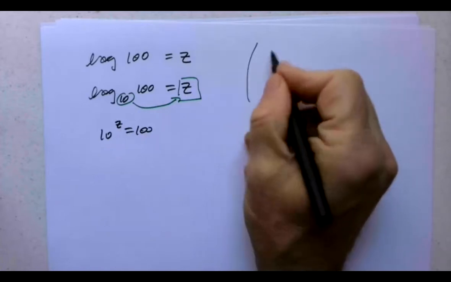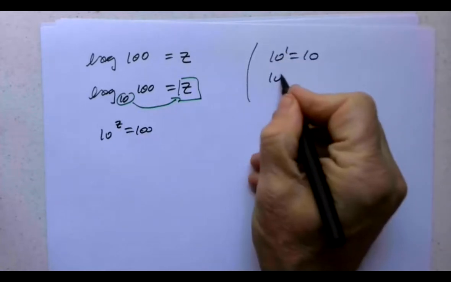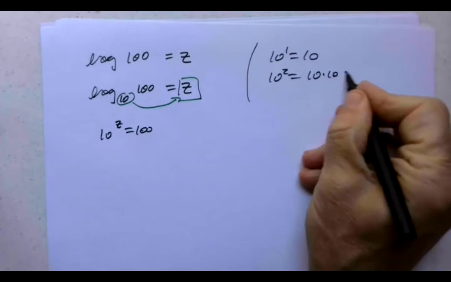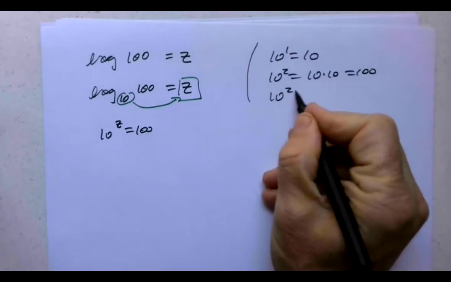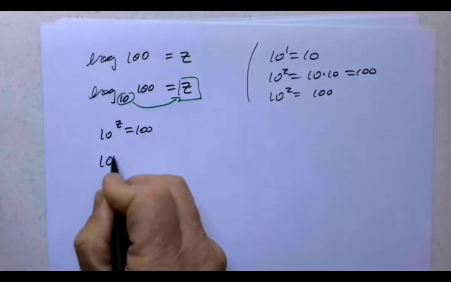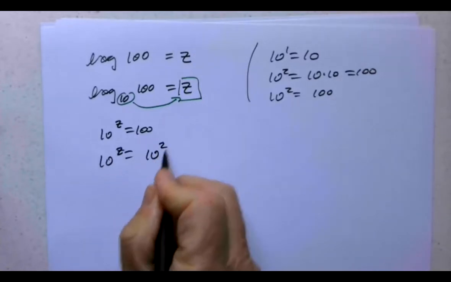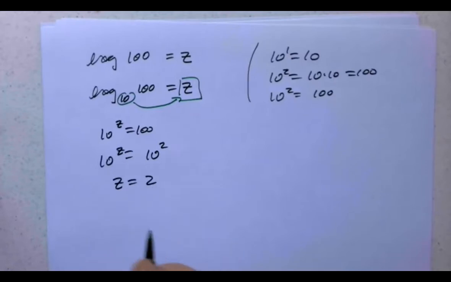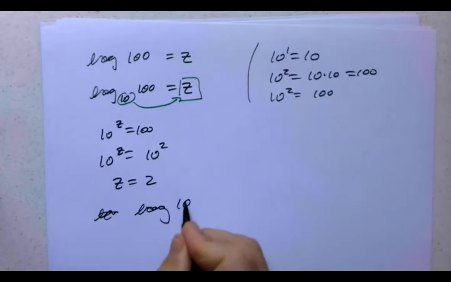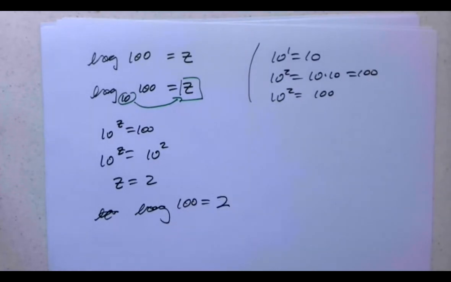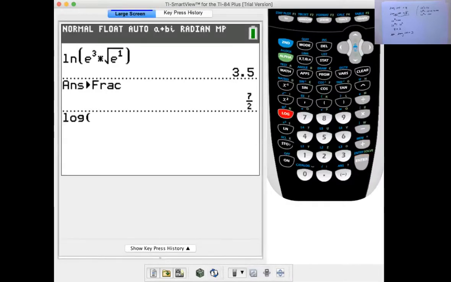But what is 100? Well, 10 to the first is 10. 10 to the second is 10 times 10, which is 100. So 10 to the second equals 100. So I have 10 to the Z equals 10 to the second. So Z equals 2. And LOG of 100 equals 2. And that's easy to check on the calculator. LOG means log base 10. LOG of 100 should equal 2. And it does.